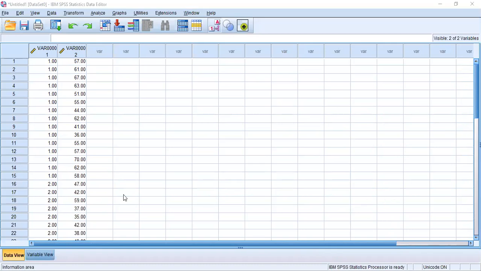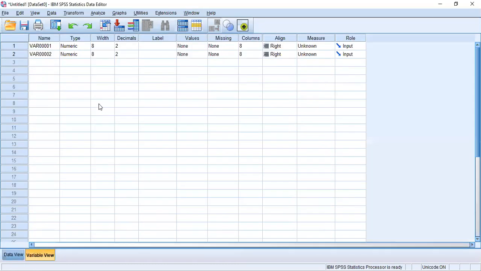So this is the data view where we have got the first 15 respondents treated using cognitive therapy, and number 2 is psychoanalytic therapy for their depression they were having. So variable view which we are having. So we are having two variables. The first variable is therapy.